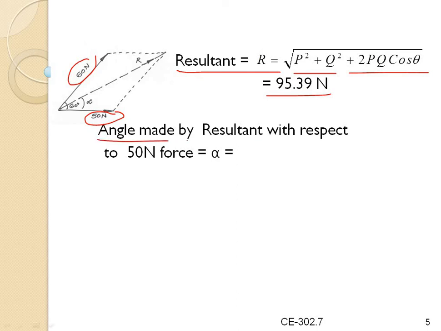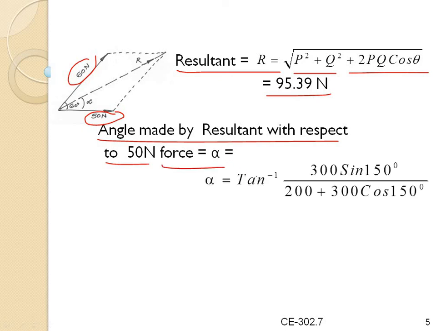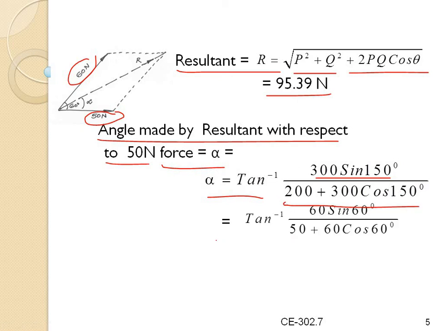Therefore, the angle made by the resultant with respect to the 50 newtons force, that is alpha, is equal to tan inverse of 300 sine 150 degrees by 200 plus 300 cos 150 degrees. Therefore, the value you will get is 33 degrees, that is the alpha value.